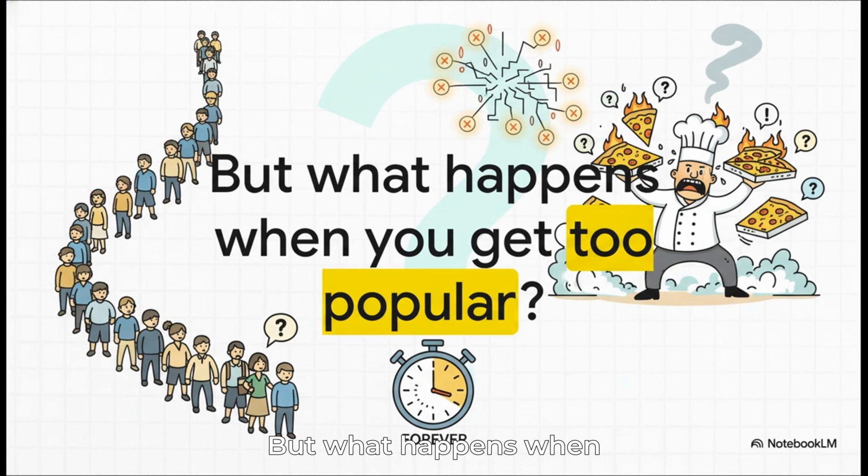But what happens when you get really popular? All of a sudden, the secret's out. There's a line wrapped around the block. Our amazing solo chef is now totally swamped. Orders are getting mixed up, pizzas are taking forever. The very success that they dreamed of is now threatening to crash the whole operation. This is that first big scaling crisis.